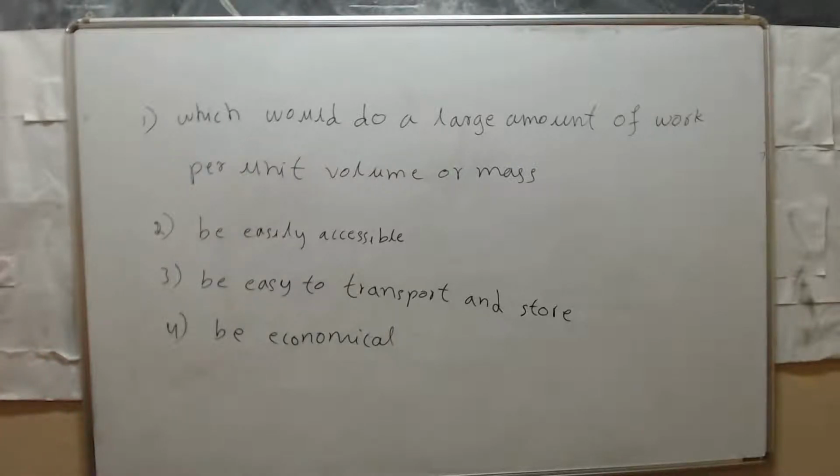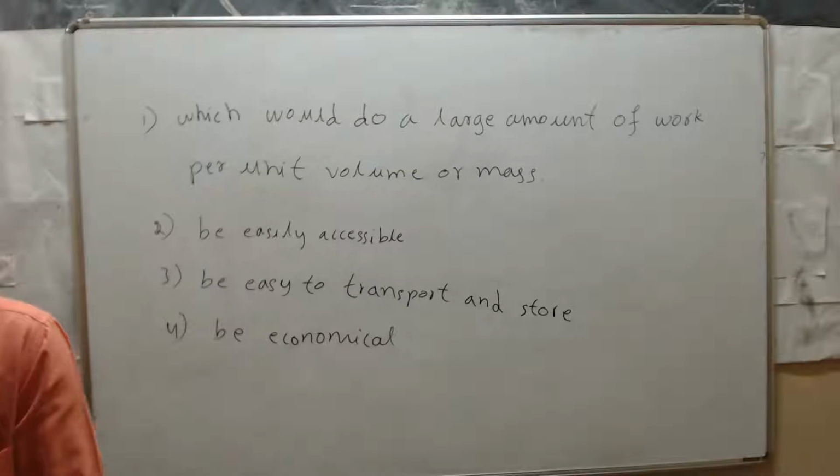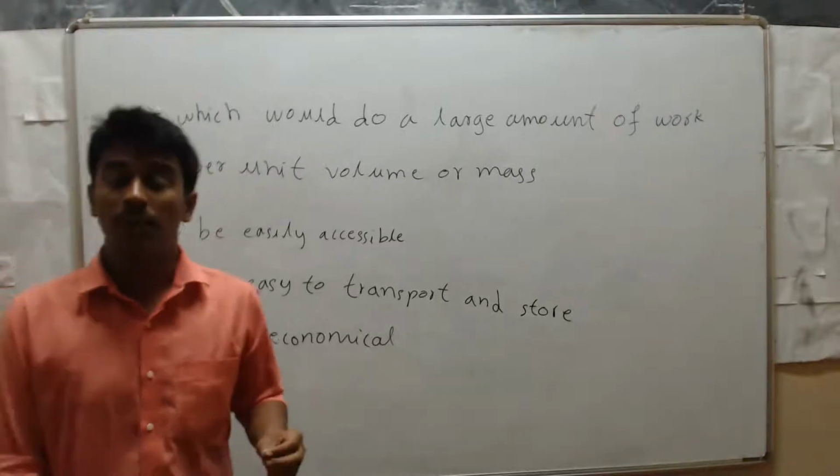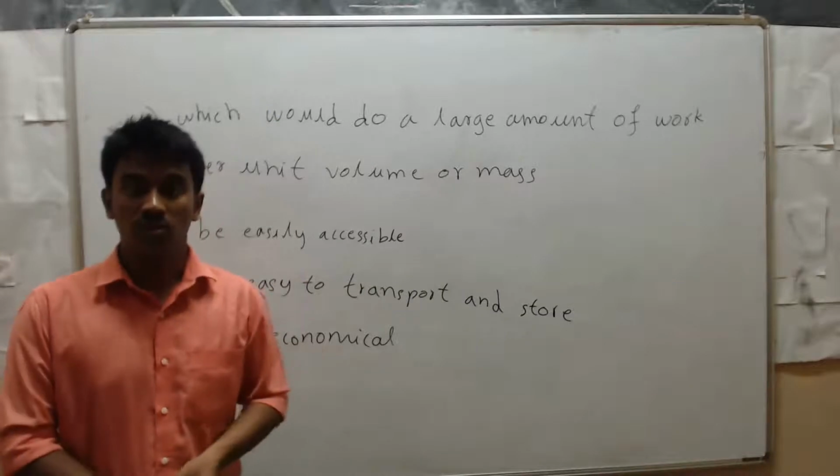Next, conventional sources of energy. First one, fossil fuels. Fossil fuels means coal, natural gas, and petroleum products. So these are the fossil fuels.